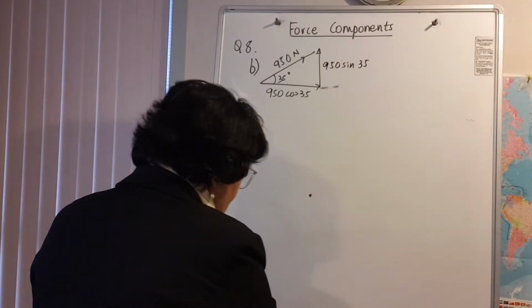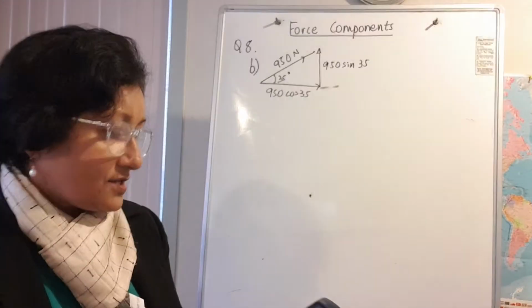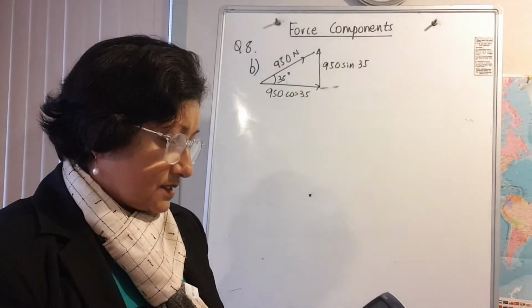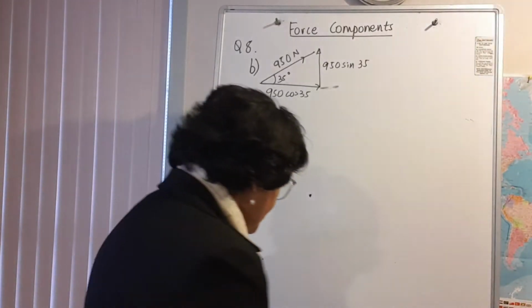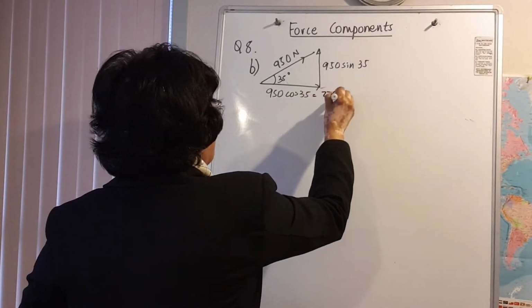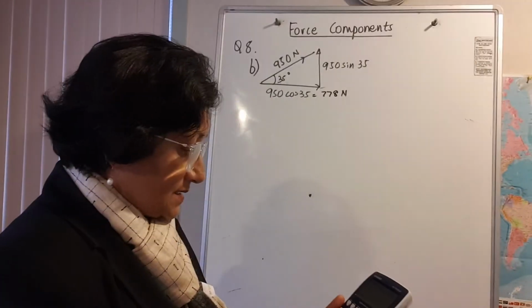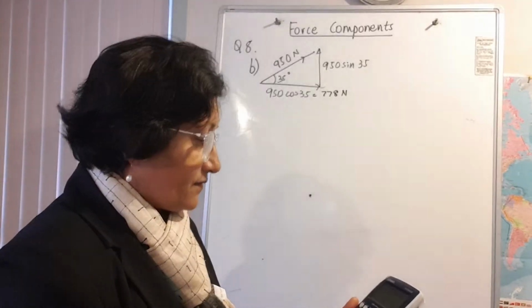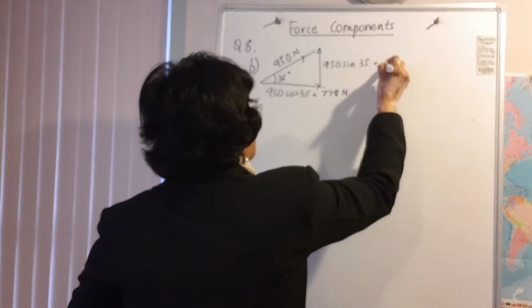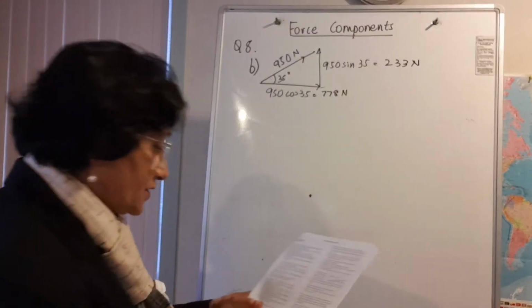So if I put that into my calculator, what do I get? I just go 950 cos 35 and I get 778. So the horizontal component is 778 newtons and the vertical component is 950 sine 35 and I get 233 newtons. Okay, so that's question B done for you.